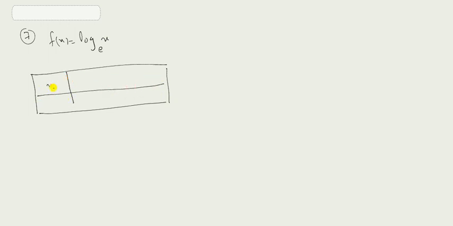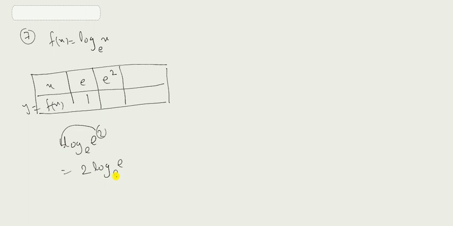Look at this. So this is x and this is f(x), which is also equal to y. Now if I take e, then f(x) = log e base e, it will be equal to 1. Similarly if I take e square, it will come e square, then look at this, log e square base e, then I can take the 2 to the beginning, so it will be 2 log e base e, and log e base e value is 1, so the value will be 2. Similarly if it is e cube, the value will be 3, and it will go on.